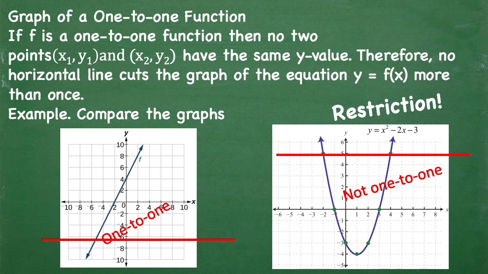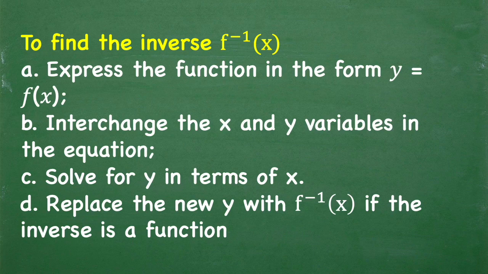Now, if the graph is not a one-to-one relation, we can still find its inverse by using its restriction. Since we know what a one-to-one function is, then we can find its inverse. To find the inverse, f inverse of x: number 1, express the function in the form y equals f of x. Number 2, interchange the x and y variables in the equation. Number 3, solve for y in terms of x. And then number 4, replace the new y with f inverse of x if the inverse is a function.